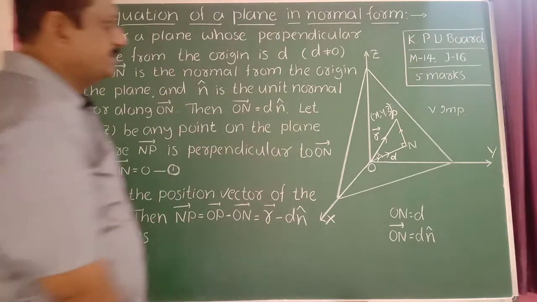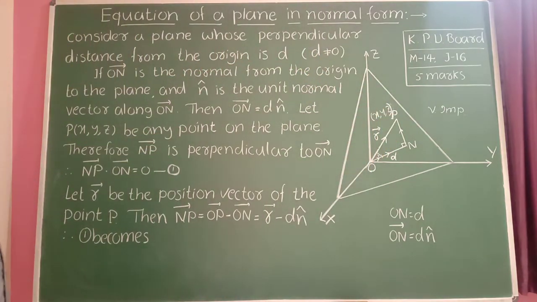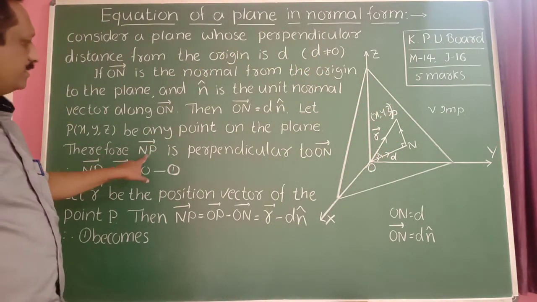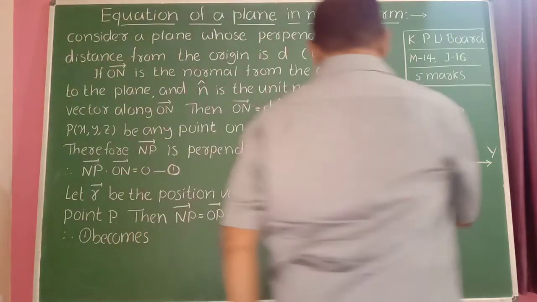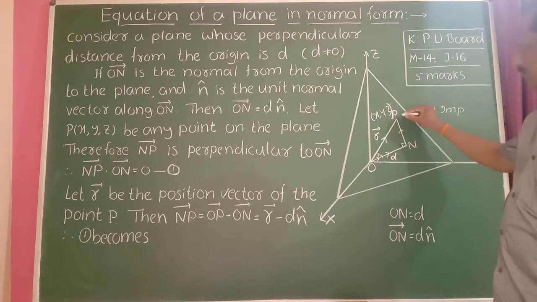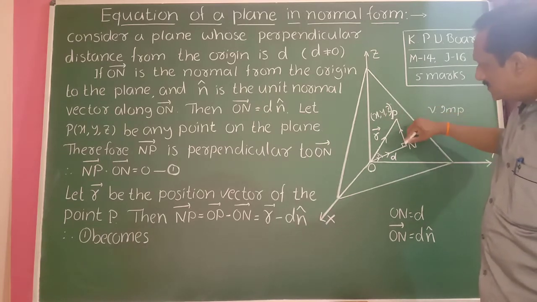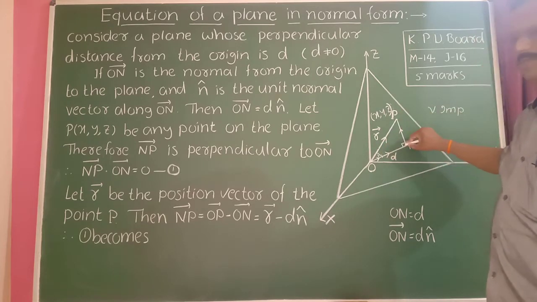Let P(x, y, z) be a point, any point on the plane. Therefore, NP bar is perpendicular to ON. You know ON is perpendicular to this plane, and P is any point on the plane. Then obviously NP and ON are both perpendicular.